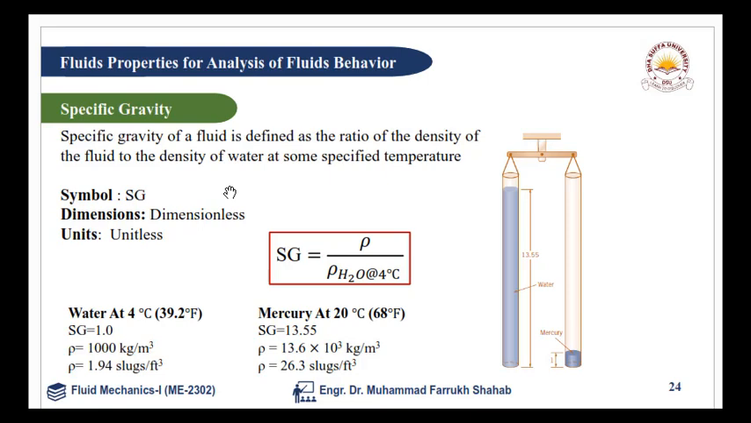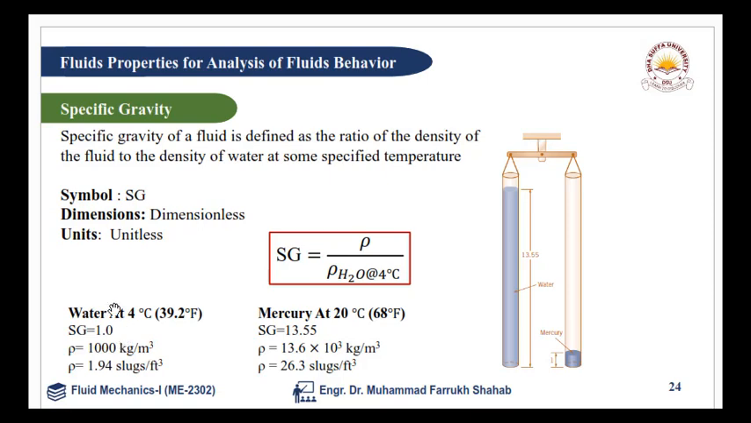So for example, let's see an example. In case of water, the density of the water basically gives you an idea of how much heavier a liquid is than the water. So if this ratio is greater than 1, it means that the liquid is heavier than water. If this Sg value is less than 1, it means that the density is smaller than the density of water at 4 degrees Celsius.